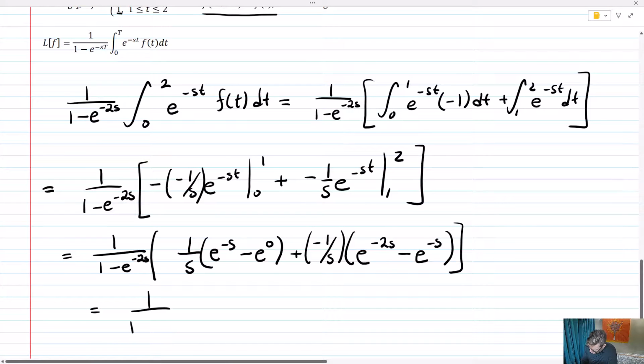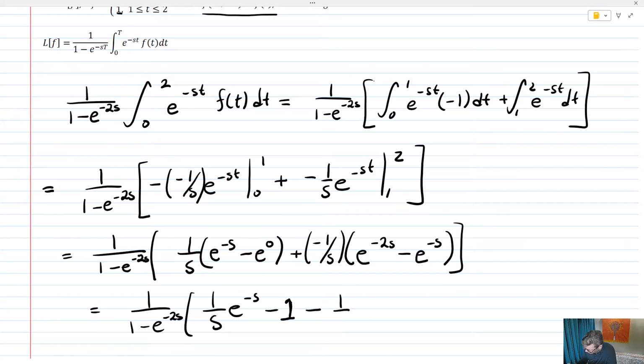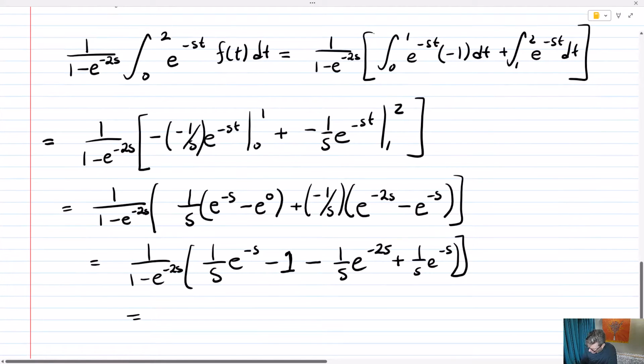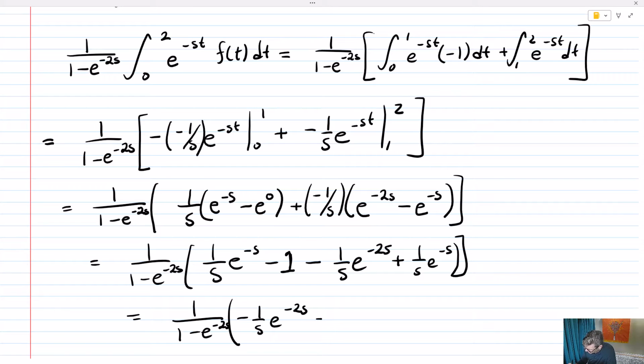That gives me 1 over 1 minus e to the negative 2s times 1 over s e to the negative s minus 1 minus 1 over s e to the negative 2s plus 1 over s e to the negative s. Combine our terms, and we get 1 over 1 minus e to the negative 2s times negative 1 over s e to the negative 2s plus 2 over s e to the negative s minus 1.